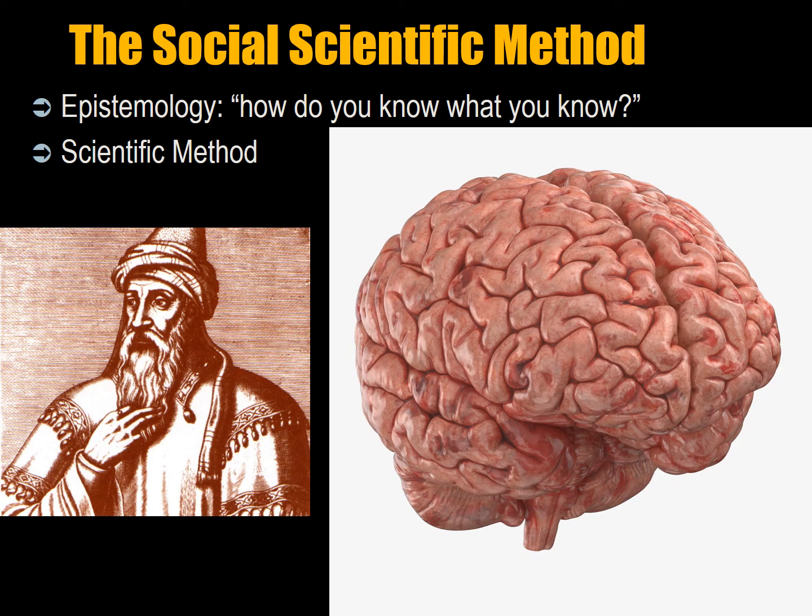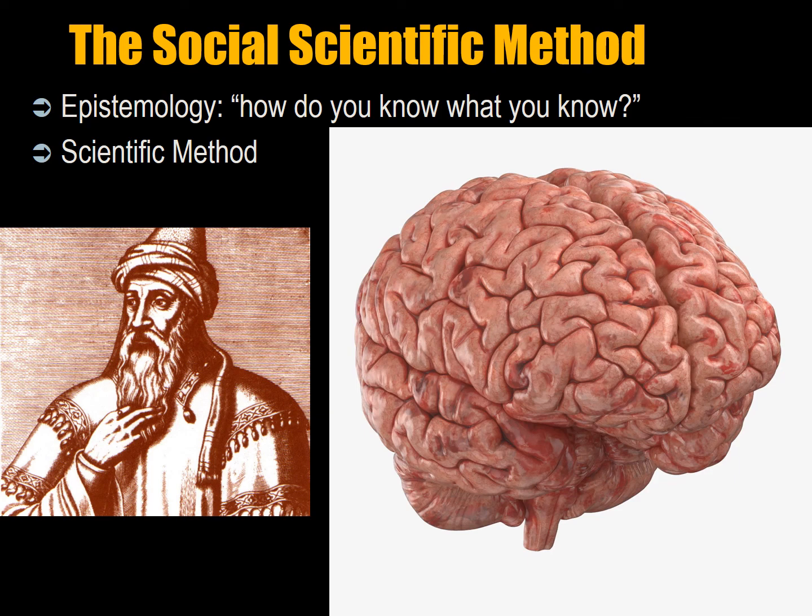So the core issue for the social scientific method is epistemology. How do you know what you know? If as a social scientist you conduct a study and you come up with a conclusion and you then deliver this research to your sponsor, it could be a government agency, it could be a private sector agency, they're going to want to know the source of the validity of your conclusions. This is why methodology matters. And we do this within the context of the scientific method.